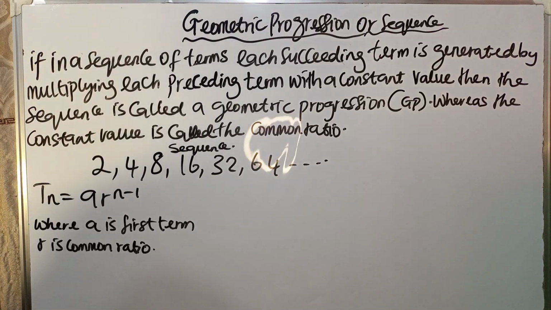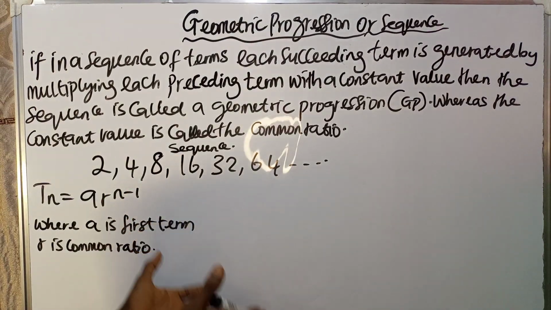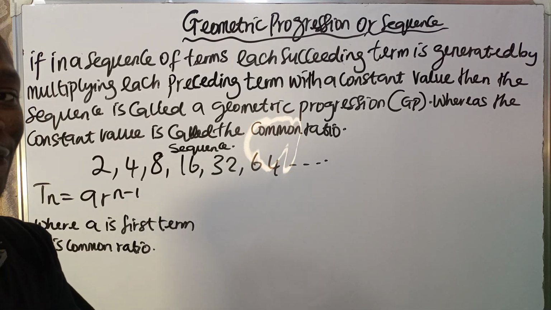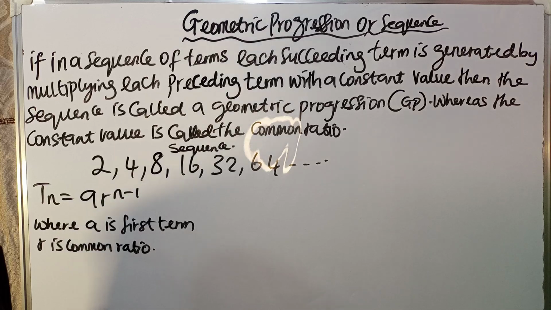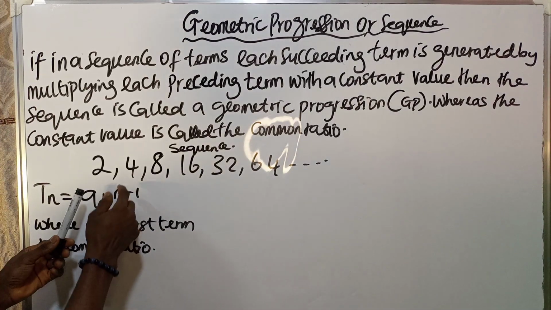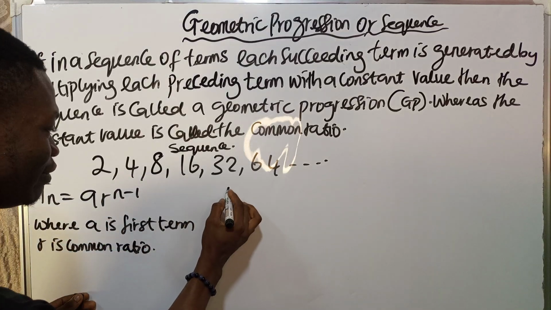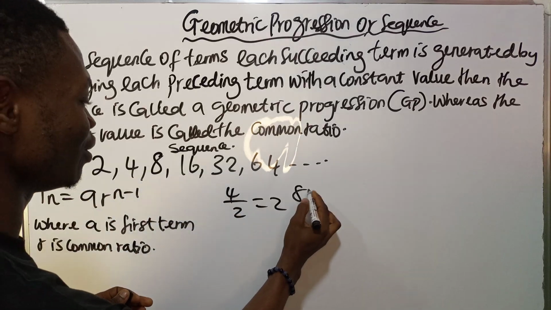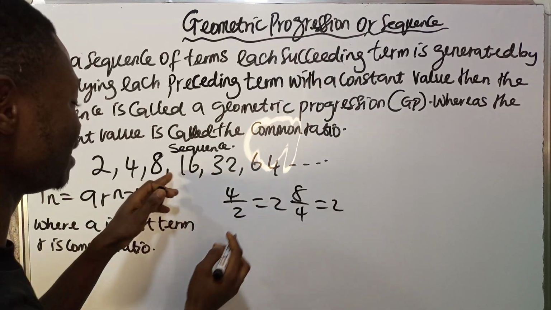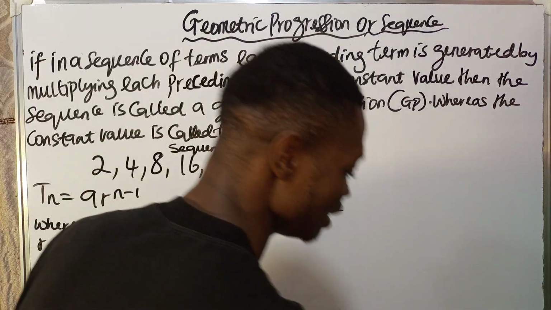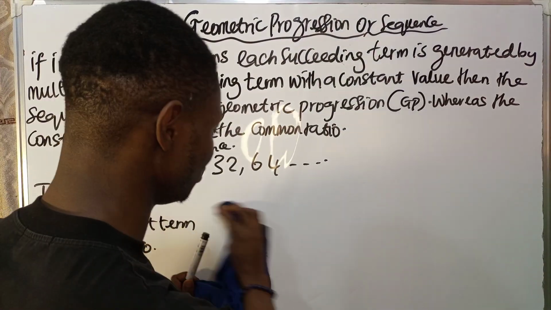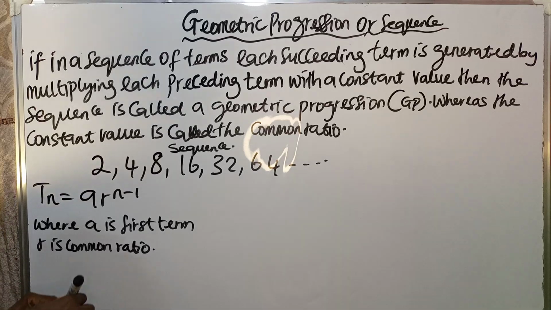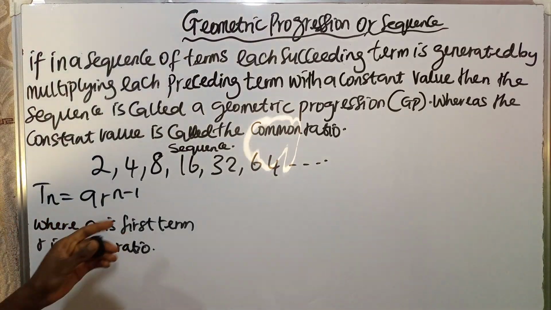You can also say that a geometric progression is where the ratio between the succeeding term and the preceding term is constant. You know that ratio is division. 4 divided by 2 will give me 2. 8 divided by 4 will give me 2. 16 divided by 8 will give me 2. So any definition you want to use, you can use. Here, r is the common ratio. This is the nth term of a geometric progression.